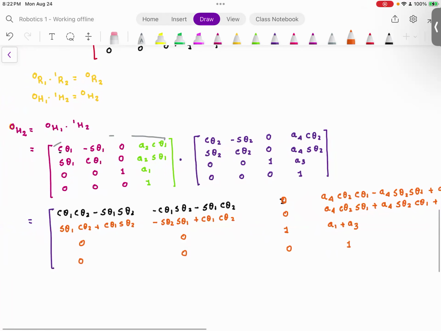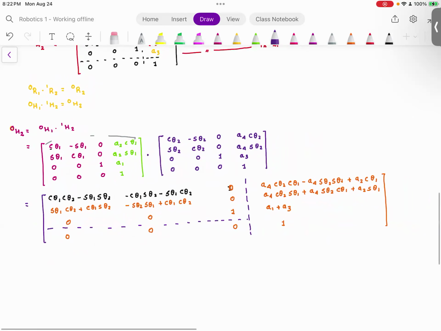Now this, I can partition it like this. Now, what I want you to do is tell me if you see maybe any interesting patterns here. Do you see any interesting patterns here?